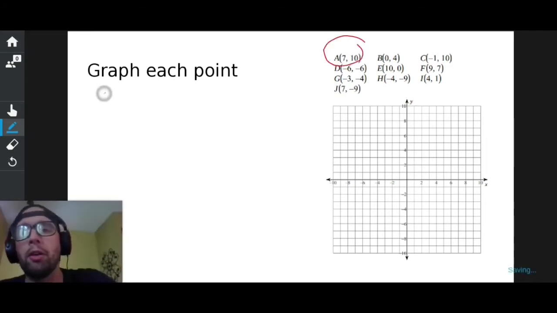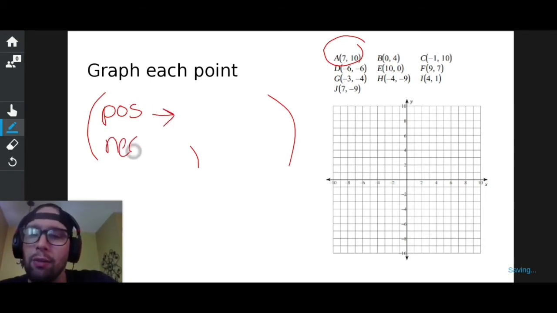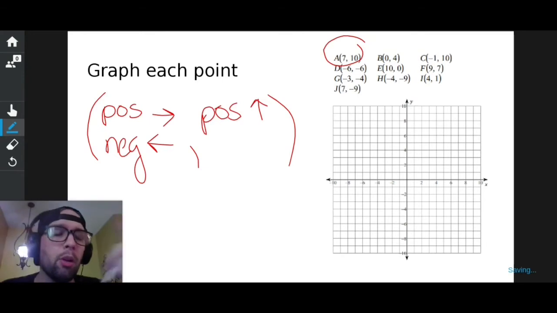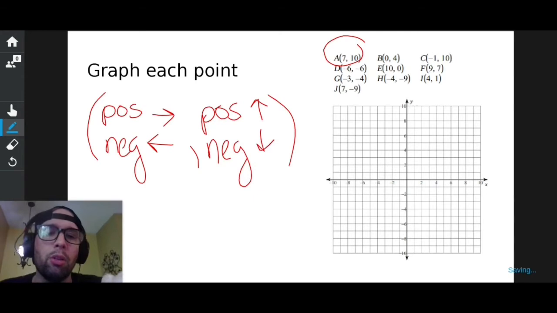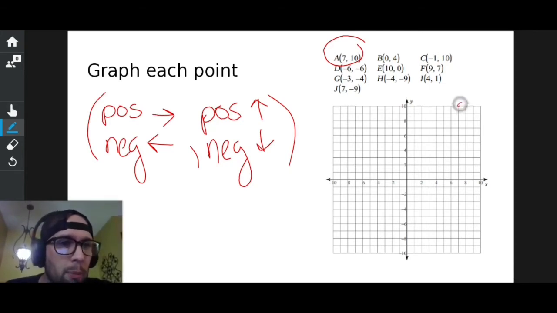Just a gentle reminder. If I give you a point in this form, a number and then another number: if it's a positive x value, you go right. If it's a negative x value, you go left. If it's a positive y value, the second number, you go up. And if it's a negative y value, you go down. So A has me going positive 7, positive 10, which means right 7, up 10, and put a dot right there.